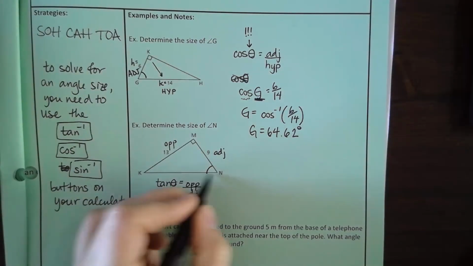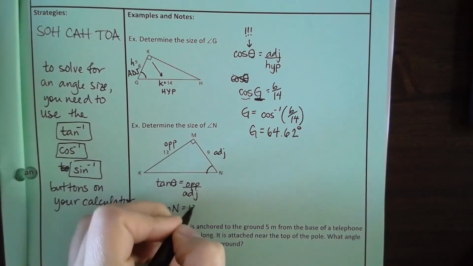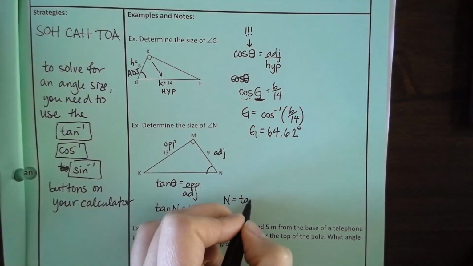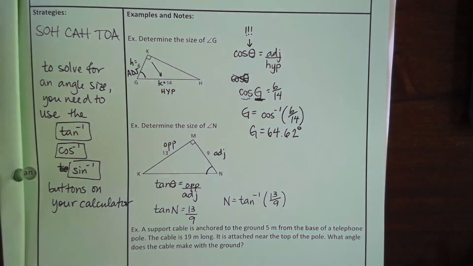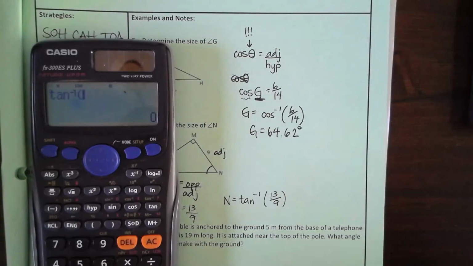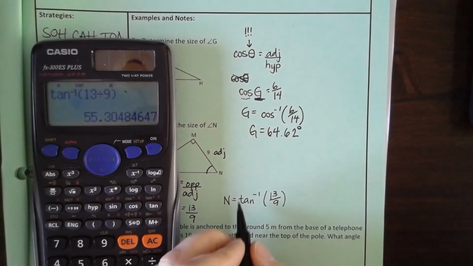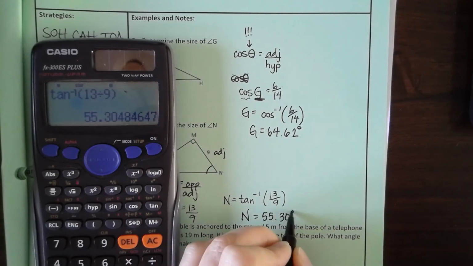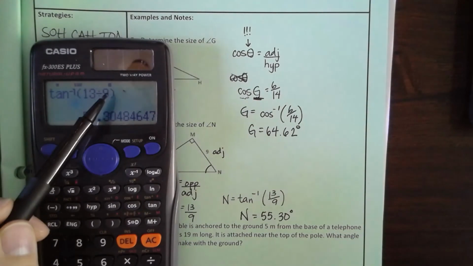In this case, we're looking for n, so tan n is, opposite is 13, adjacent is 9, and n is going to be the inverse tan of 13 over 9. Okay, so try that in your calculator, and I will in mine, and we'll see if we get the same number. We should get n equals 55.30 degrees.